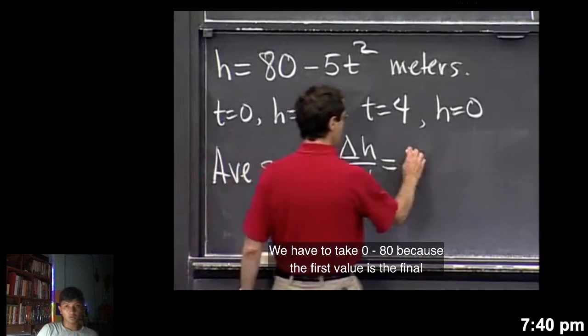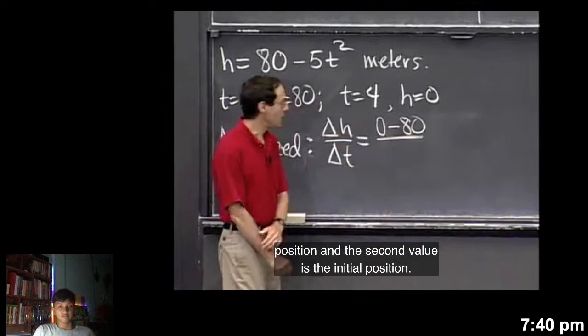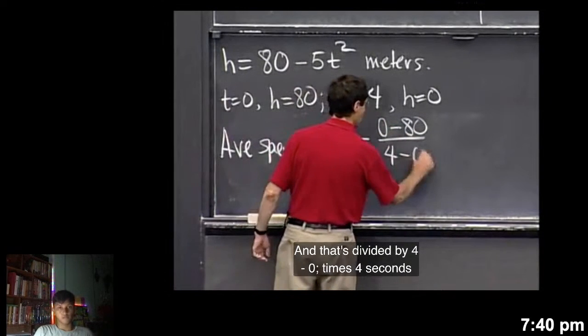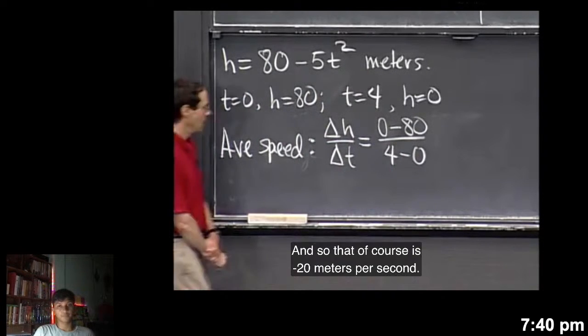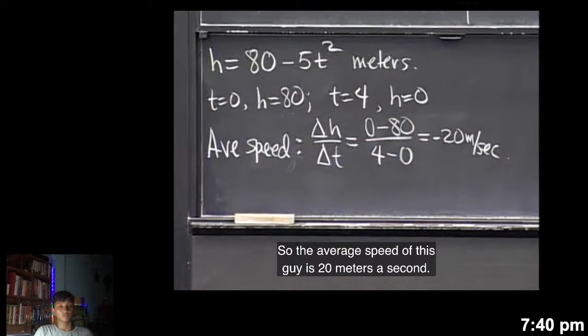We have to take 0 minus 80, because the first value is the final position, and the second value is the initial position, and that's divided by 4 minus 0, time 4 seconds minus time 0 seconds. And so that, of course, is minus 20 meters per second. So the average speed of this guy is 20 meters a second.